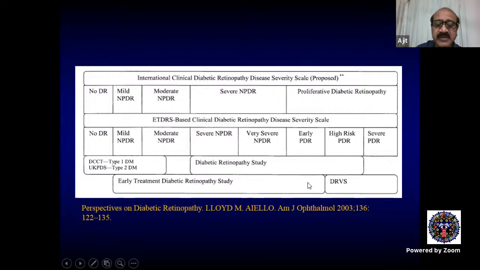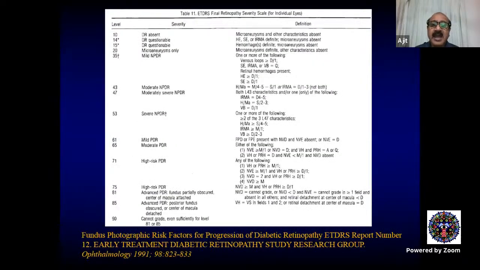So here it comes: DRVS study, ETDRS study, DRS study, DCCT, and UKPDS. All these studies, in summary, they have amalgamated into one good classification for diabetic retinopathy, which is simple to adapt clinically, so that everyone can follow and understand and classify in the clinic itself without much difficulty. If you want a more detailed classification, they have given different levels of diabetic retinopathy on the severity scale, from 10 to almost 90. So 85 is advanced PDR, 65 is moderate PDR, mild PDR is 61, above 60 are all PDRs, and different grades of non-proliferative diabetic retinopathy are below 60.